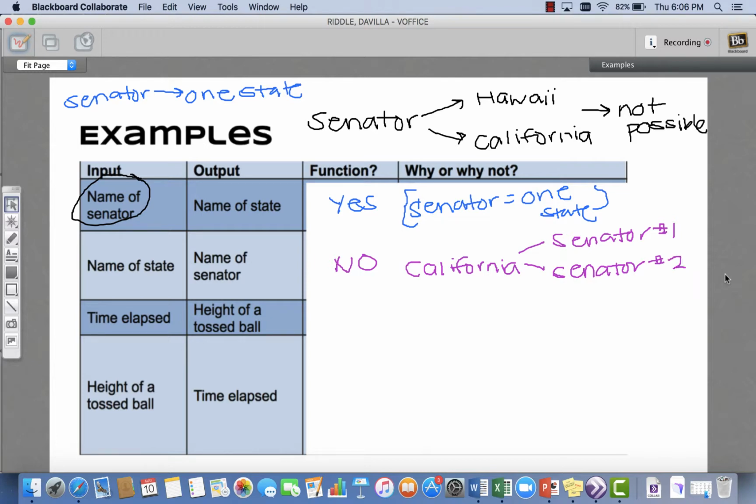Josh, do you know how many senators each one has? But basically, a state can have multiple senators.